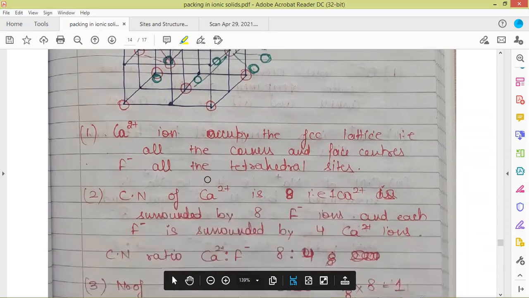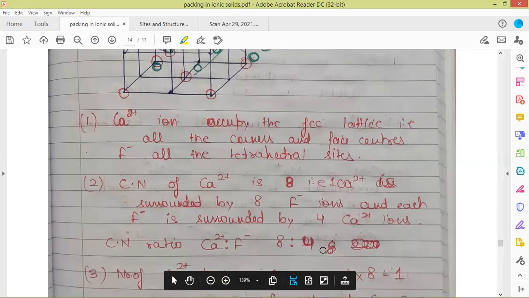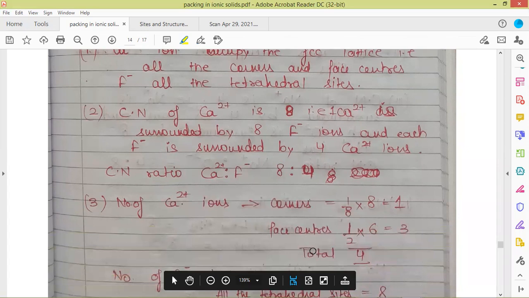each fluoride ion is surrounded by 4 calcium ions, because for each calcium there are 2 fluorines. So coordination ratio is going to be 8:4, because coordination number of calcium is 8, as 8 fluoride ions are surrounding the calcium, and coordination number of fluorine is 4. So 8:4, and stoichiometric ratio is 1:2.